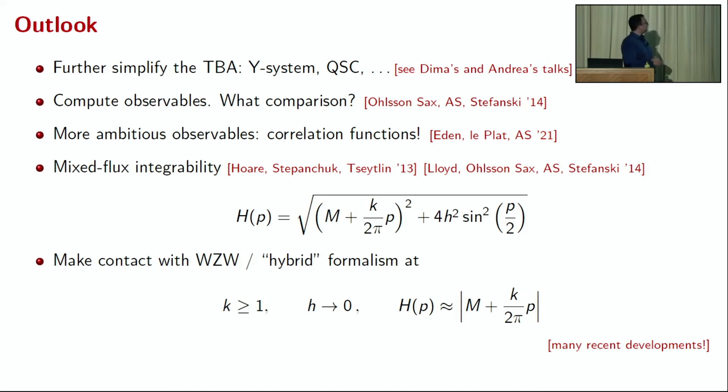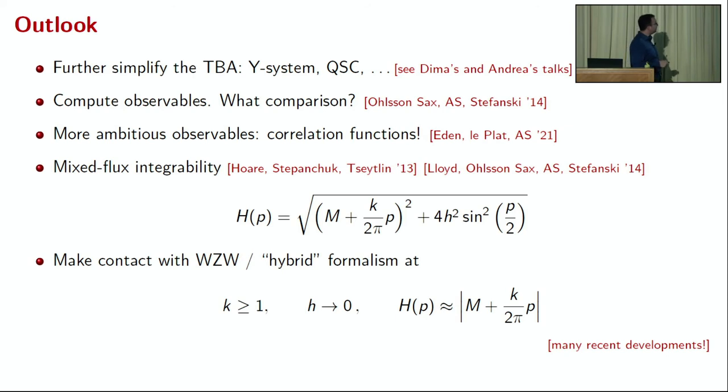The other thing is that maybe you're just happy with the TBA. You can just use it to compute things. The question becomes, what do you compare with? This is the D1, D5 system. It's not the point where you have a Wess-Zumino-Witten construction. So it's not completely clear what you should use as a dual CFT, for instance, to compare. Of course, you can always do semi-classical or near-BMN computations on the worldsheet of the string. But if you want to compare with small tension of the string, then it's a bit trickier.